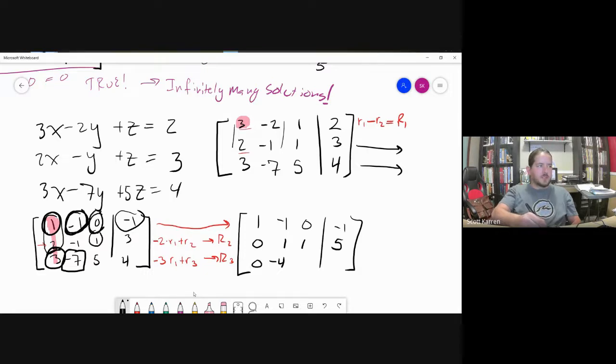Negative 3 times 0 is still 0. Add that to 5 gives me 5. And negative 3 times negative 1 is a positive 3. Add that to 4, and I have 7.